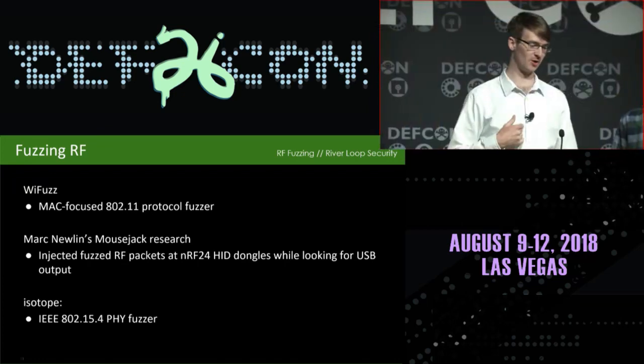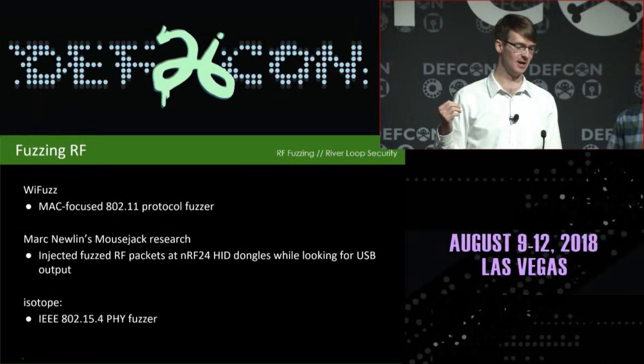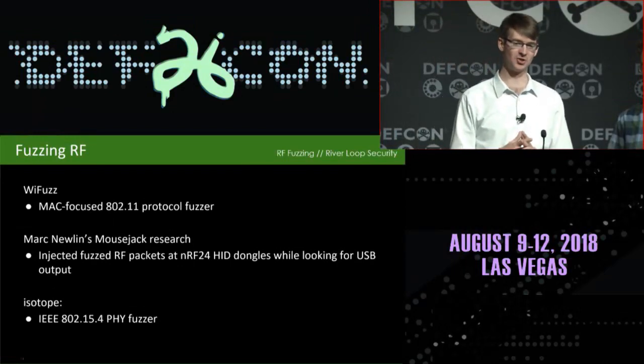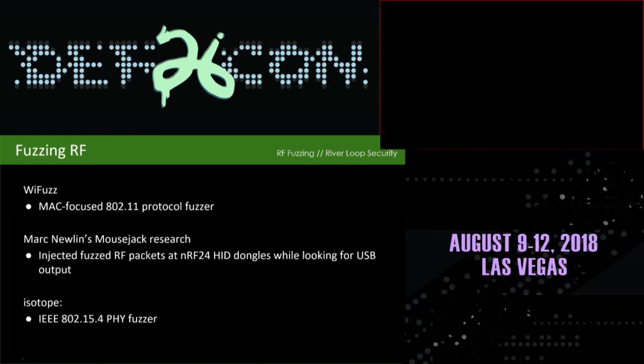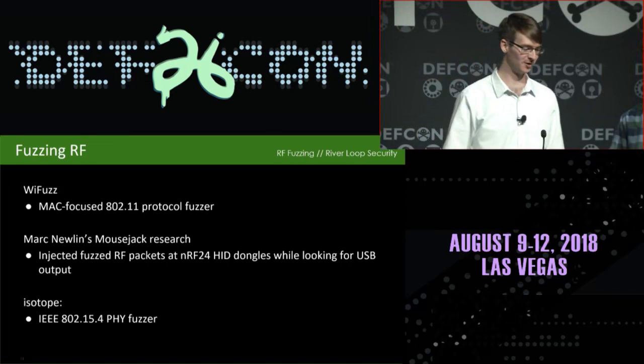Additionally, my former colleague Mark Newlin, what's up, Mark? When he was doing his MouseJack research two years ago, he used fuzzing as part of his methodology for injecting packets at these NRF24 HID dongles to find different packet injections in wireless mice and keyboard protocols. Mark chose not to open source his tools for that. Shame on you, Mark. Shame. So we cannot build on his great work.